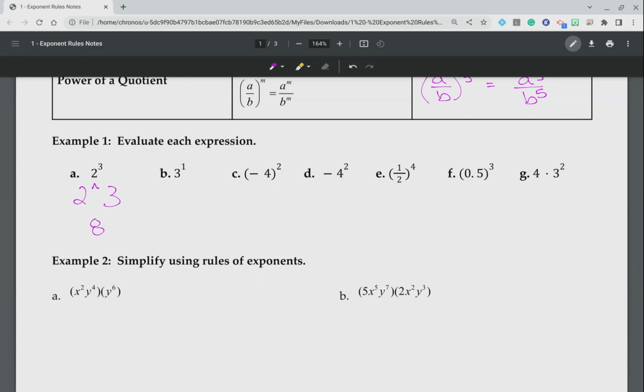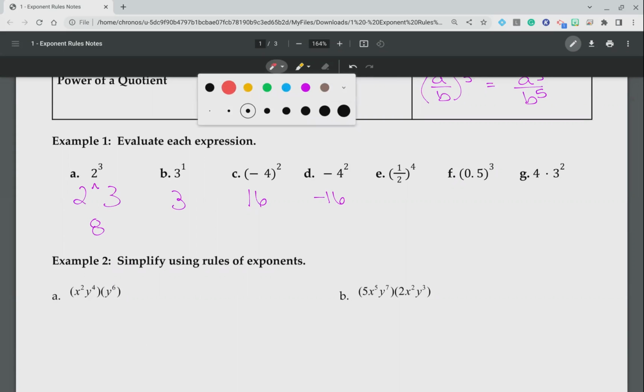All right, go ahead and try 3 to the first power. Should have gotten 3. Letter C, take -4 to the second power. Make sure you use parentheses. Should have positive 16. Now take -4 to the second power without parentheses. You should have had negative 16.